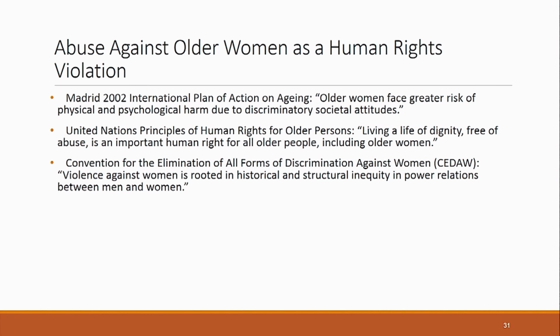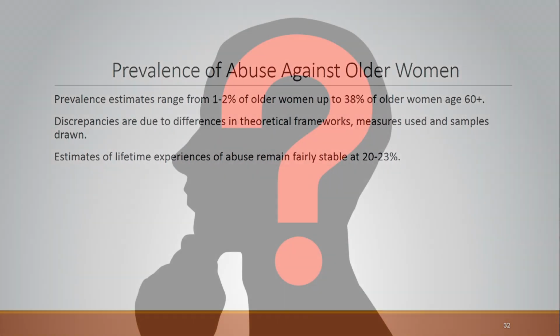The UN Principles of Human Rights for Older Persons says living a life of dignity free of abuse is an important human right of all persons, older people, including older women, emphasis on older women. And the Convention for the Elimination of all Forms of Discrimination against Women, CEDAW, states violence against women is rooted in historical and structural inequality and power relations between men and women, focusing on women but no mention of older women.